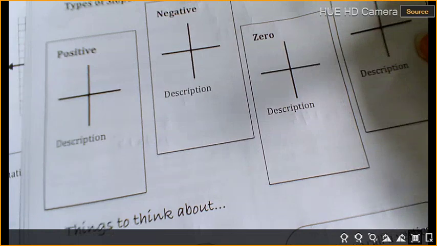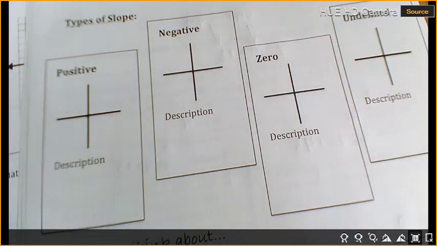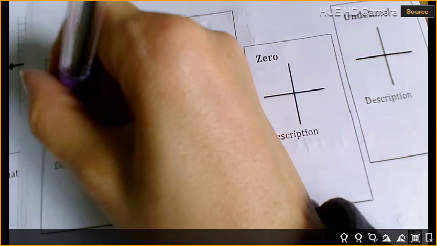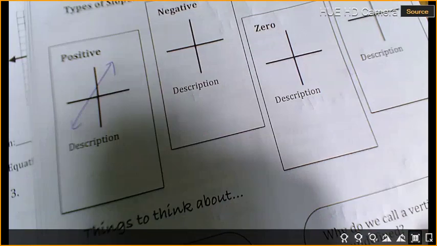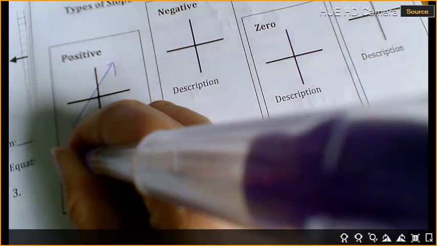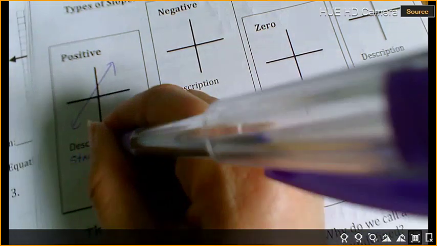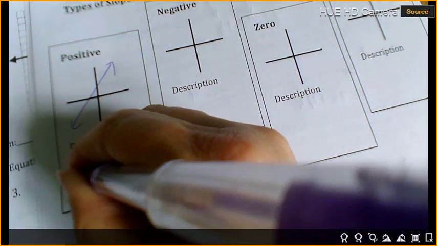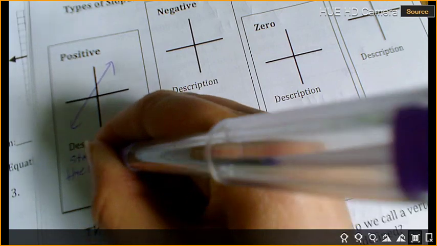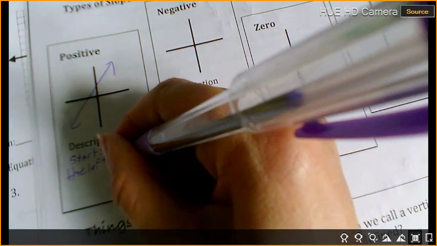Types of slopes. If I'm going to make something positive, what is it going to look like? Starts low, moves up. So we're going to say that. We're going to say starts low at the left. Goes up as you move right.